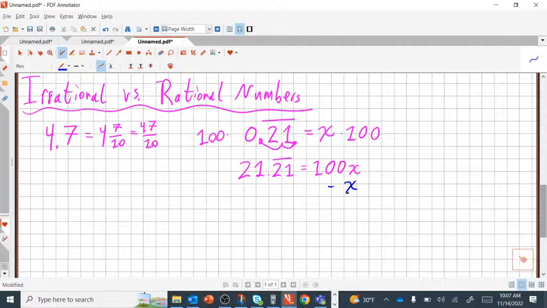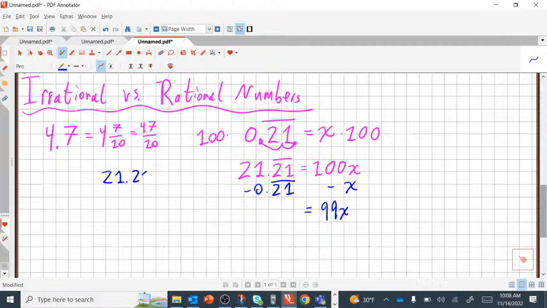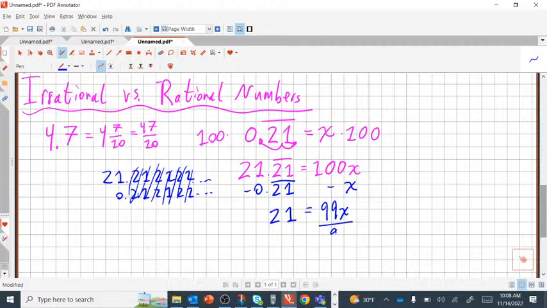What's 100x minus x? 99x. But guys, didn't I just say that x was 0.21 repeating? Yeah! So if I have 21.212121 to infinity, and I subtract 0.212121 on infinitely, what happens to all these numbers? They go bye-bye. So 21 equals 99x. I divide both sides by 99. And I get x was 21/99ths that whole time.